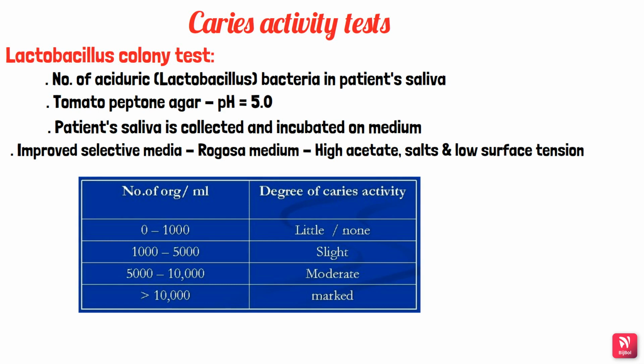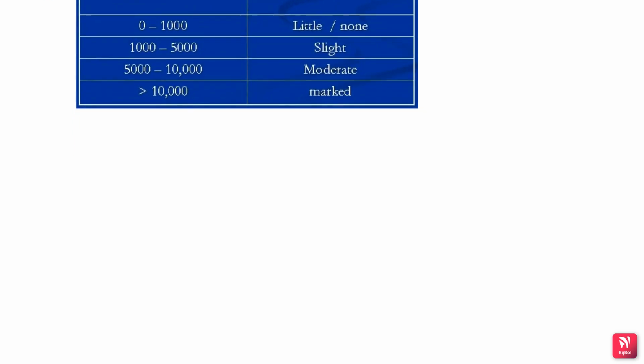If we count the colonies, and the colonies range from 0 to 1000 organisms per ml, then there is little or no caries activity. Then 1000 to 5000 is slight, whereas 5000 to 10,000 is a moderate amount of caries activity. If it is more than 10,000, then there is a marked amount of caries activity. So this is about the lactobacillus colony count test.